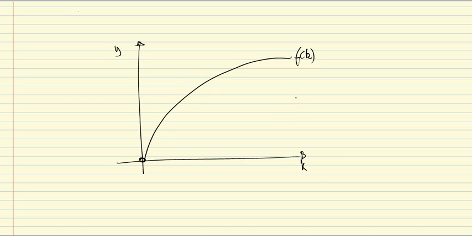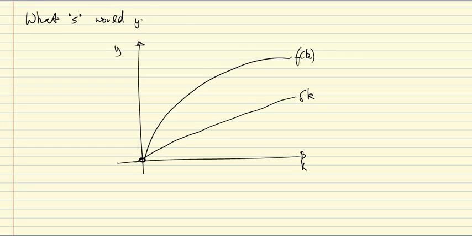So let's do it like this. So we have here production F of K, and that's income per capita, and here we have depreciation per capita. Now, the question is, what S would you choose if you could do that? What is the optimal level of savings if you could do that?